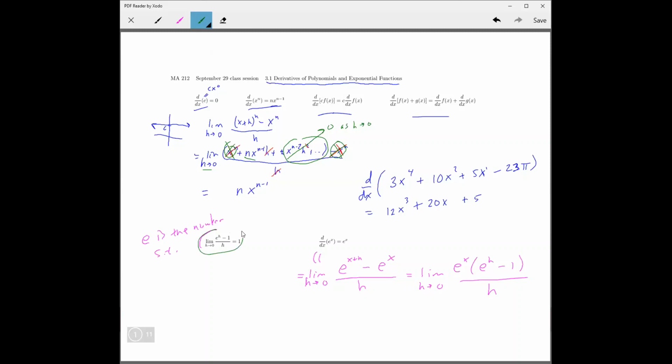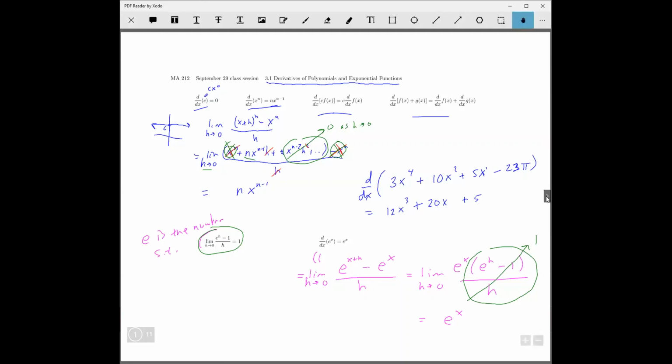Now, according to their definition, when h goes to 0, all of this is going to go to 1. And so that's just going to be e to the x, according to the way that they define the number e. So that means that the derivative of e to the x is just e to the x. It's the derivative of itself. So for this exponential function, the slope of the tangent at any given point is equal to the y value on the graph at that point.